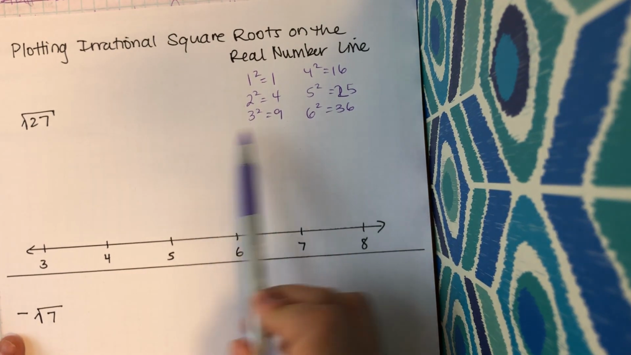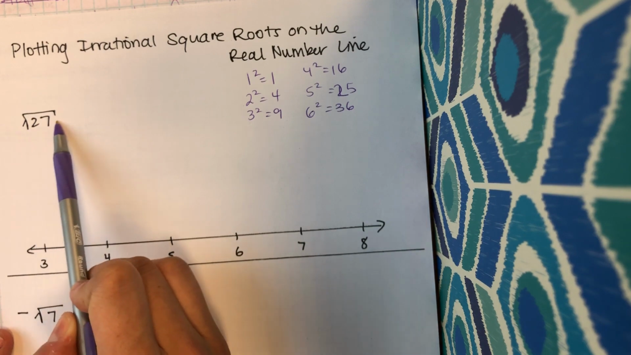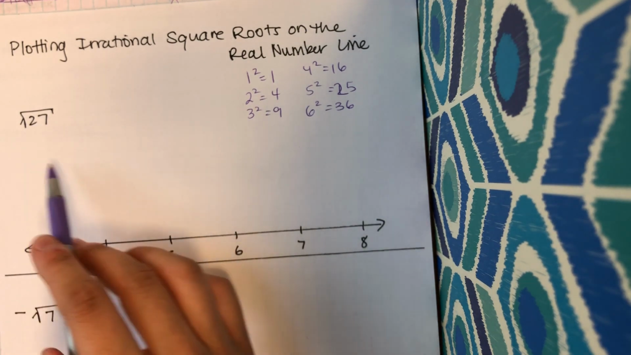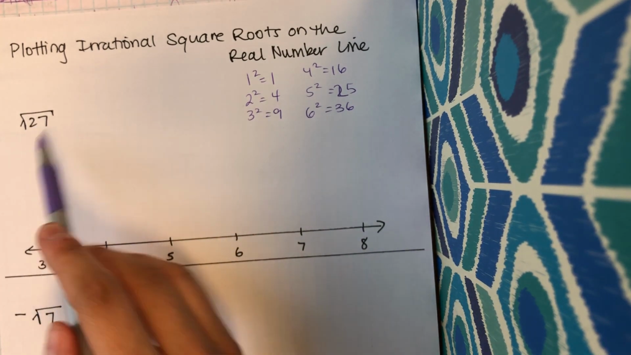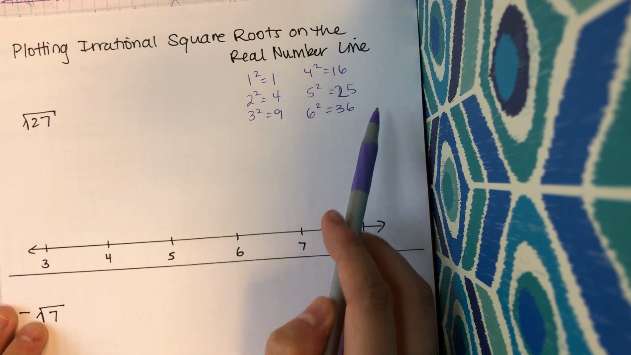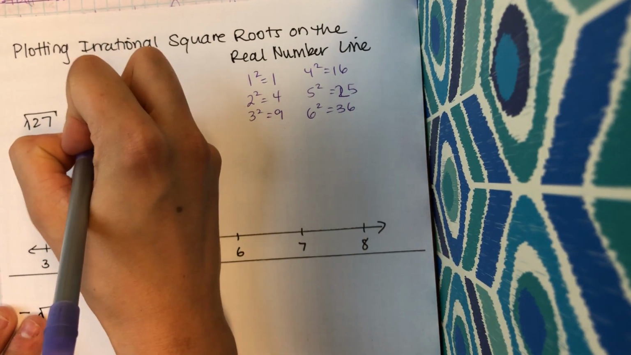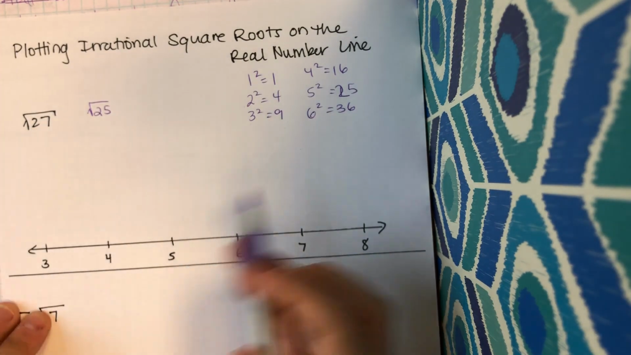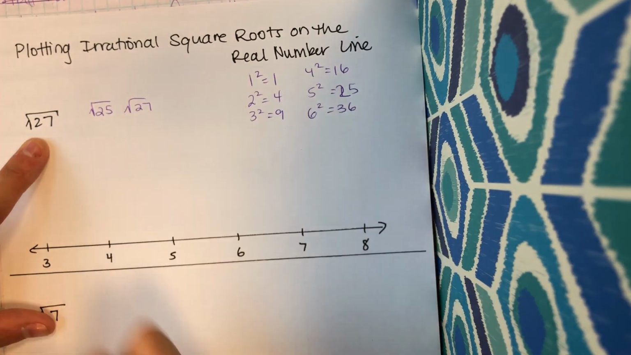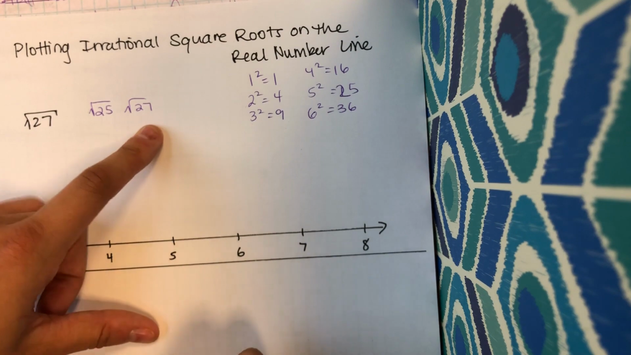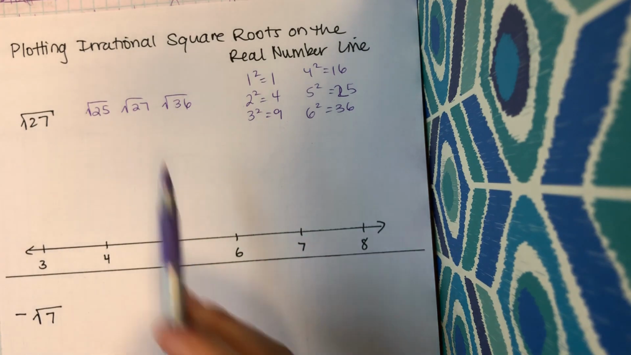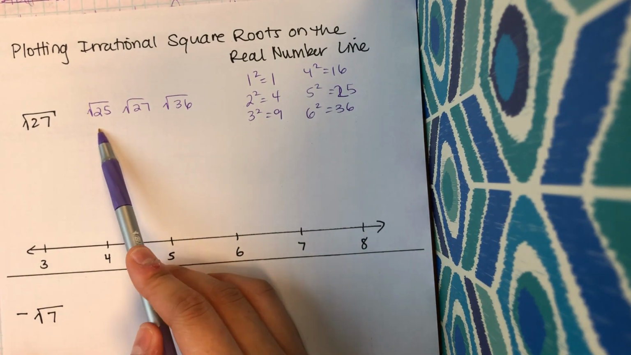I'm going to use these facts to help me figure out what two numbers the square root of 27 comes from. So I'm going to look through my list of perfect squares and find the closest numbers, one that's bigger and one that's smaller. Those are 25 and 36. So I could say that the square root of 25 is going to be smaller than the square root of 27 because 25 is less than 27, and that would also be smaller than the square root of 36, because 36 is bigger than 27 and that's bigger than 25.